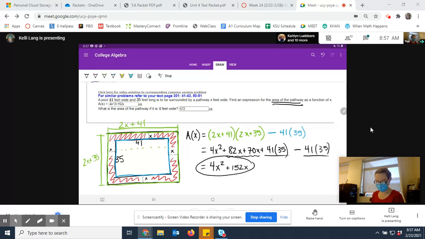Then they give us a second question, which hopefully is a softball question. They want to know the area if the pathway is 4 feet wide. Well, all we're doing here is plugging 4 in for x, and that's going to simplify down and give us the number 672. Please use your calculators on these. Don't want to do that kind of math by hand. So I'm not going to finish the example out. You'll just take my word for it that it's 672. And let's move on to our next topic.